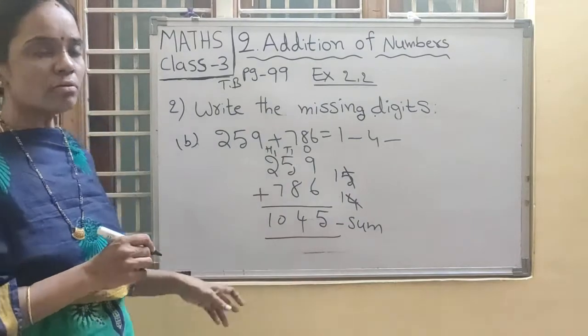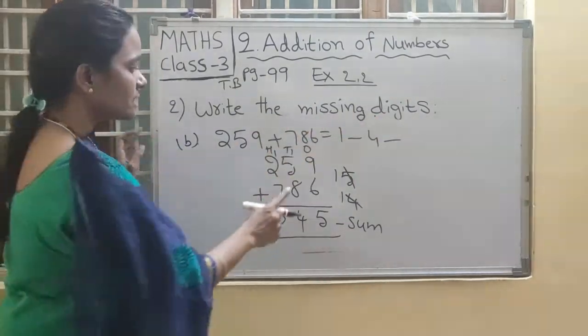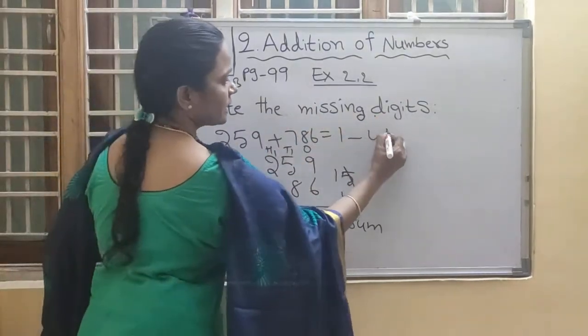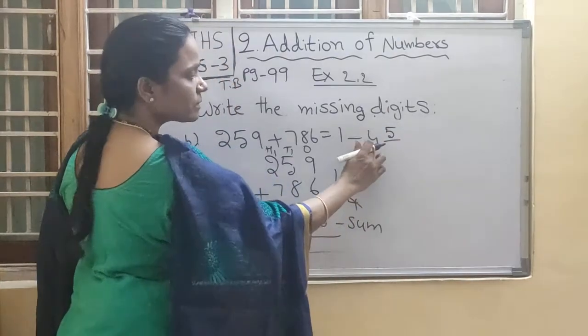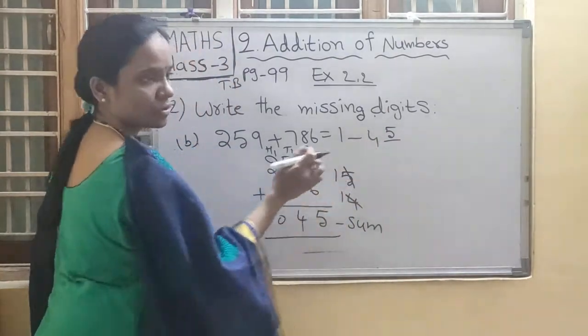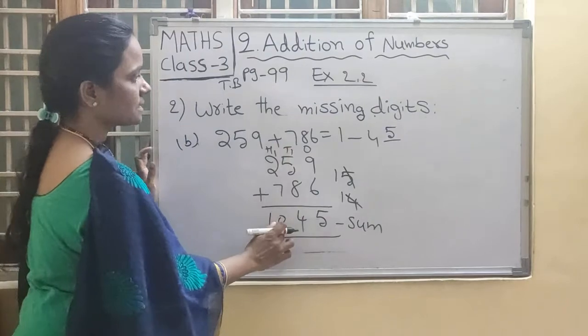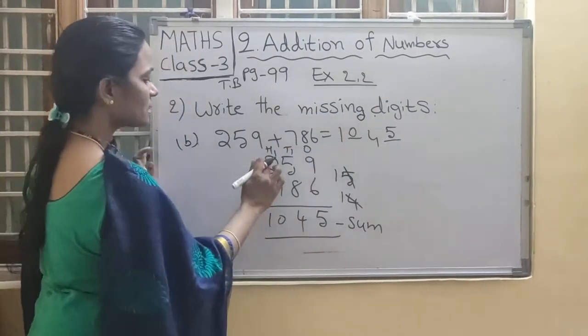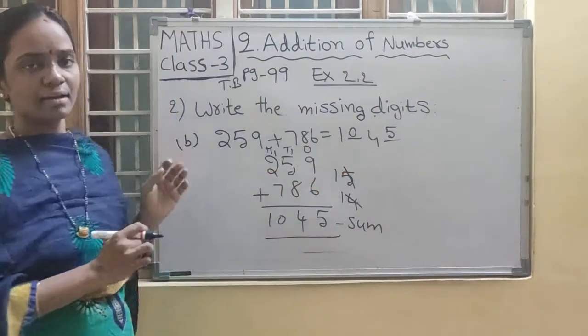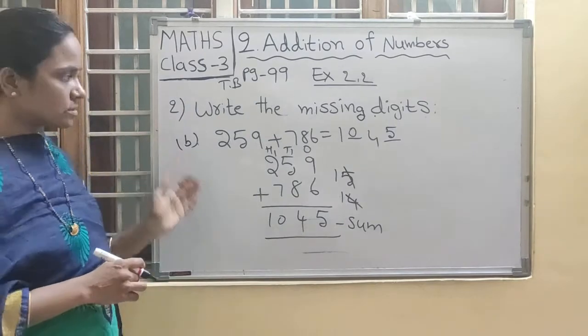1045 is the sum. Now write the missing digits. What is the ones place digit here? 5. At ones place write down 5. What is tens place digit? 4. What is the hundreds place digit? 0. What is the thousands place digit? 1. Have you understood, children? Yes, note it down, children.